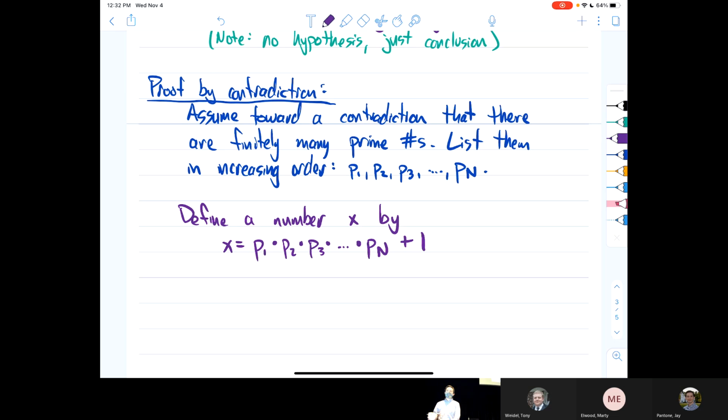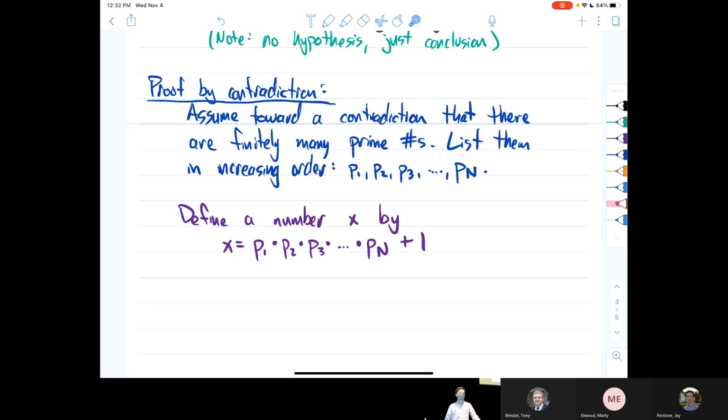This would not make sense if we had an infinite number of prime numbers, because if I multiplied an infinite number of these together, that wouldn't make sense. I'd get infinity. But since we're assuming that we have a finite number of them, I can multiply them all together, add 1, and I get an actual number. It could be really big, but it's definitely a number.